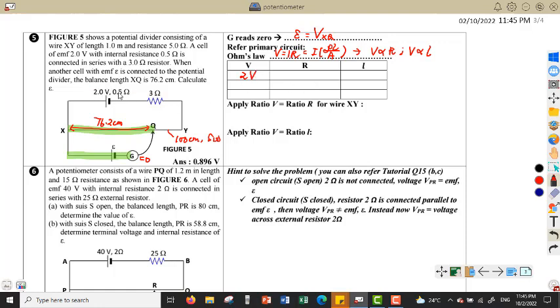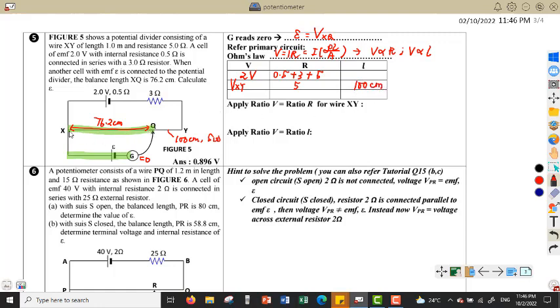So this 2 volt is divided between the 0.5 ohm internal resistance, the 3 ohm external resistance, and also the wire of resistance 5 ohm. All are in series, so 0.5 plus 3 plus 5 ohm of the whole wire. Then we focus on the wire alone. The wire voltage for the whole wire is XY. The whole wire has a resistance of 5 ohm and the length is 100 cm, 1 meter.